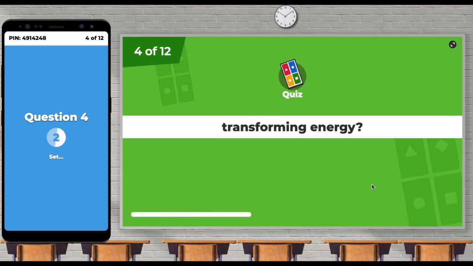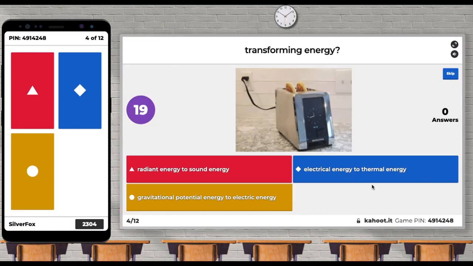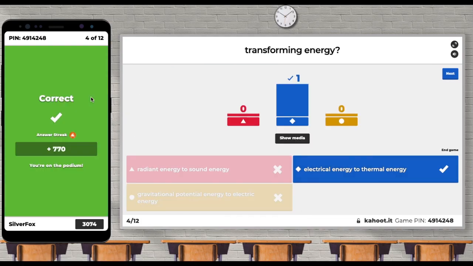Question number 4, how is this image transforming energy? We have a toaster. Is it radiant energy to sound energy, electric to thermal, or gravitational to electric? It is electric to thermal. We plug in the toaster and it gets hot, or it produces heat. So this is the most correct one.